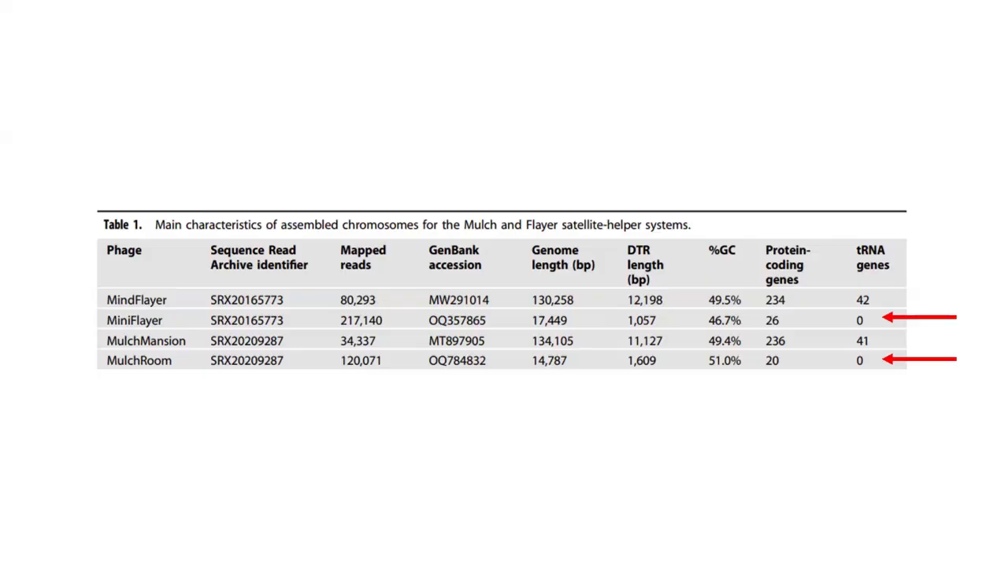When you compare the genome lengths, the two satellites are genome-wise much smaller, whereas the helpers are 130,000 base pairs in length. Percent GC, they definitely talk quite a bit about this. They were surprised with this because it's a low GC content genome, which they were not expecting. And what's even more exciting for them was when you compare the GC richness.